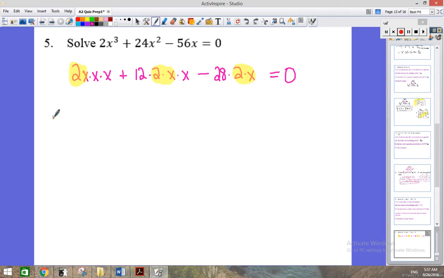If I factor that 2x out, I don't write it now. It's taken care of out here in all three places. So when you pull that out, what's left is x times x. We write that as x squared. When we factor out the 2x, what's left is 12 times x. This 2x, we pull it out, and what's left is minus 28.